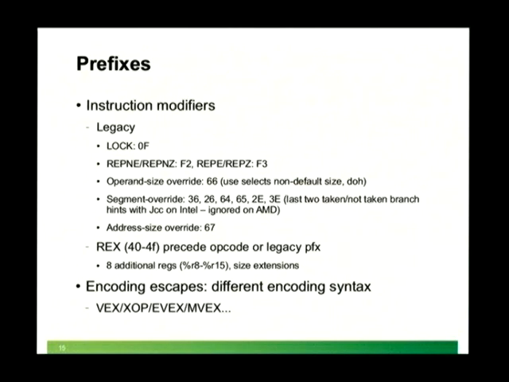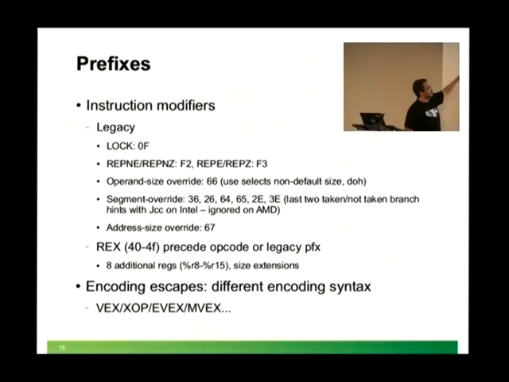So the first thing is the prefix. You have instruction modifiers. Those prefixes modify the way the instruction is executed. And there are encoding escapes, like the AVX prefix, the extended AVX, AVX-512. XOP is by AMD, which changes even the encoding. You're going to see later why.